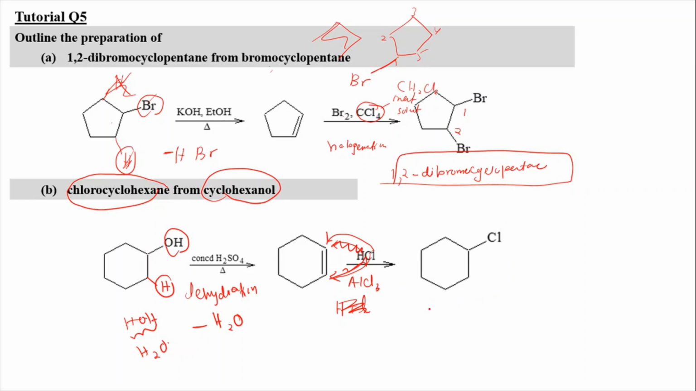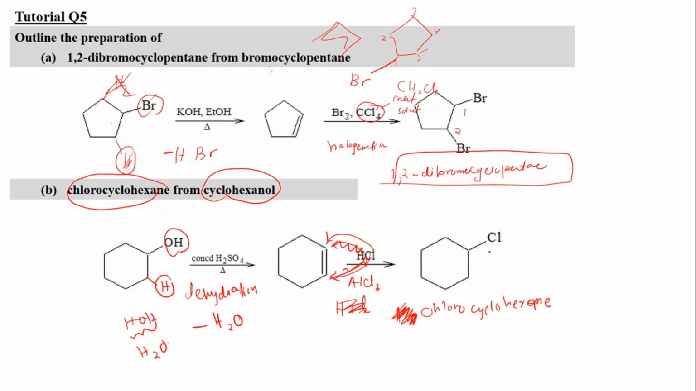Okay, and this is known as chlorocyclohexane. And for the cycloalkane, we don't usually put number 1 in the middle, 1-chlorocyclohexane, because we don't usually designate the position for one substituent.